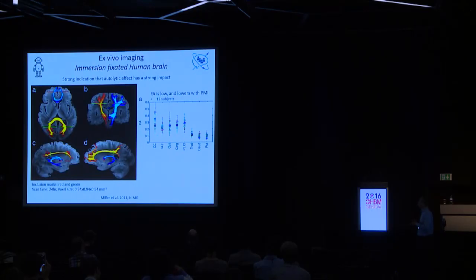different FA values that are dependent on the post-mortem time, so the time after death. For example, in corpus callosum, from 12 subjects we have a large variation in FA values, much larger than what you would expect in vivo. This indicates that this tissue actually is not the same shape or does not look like what we would expect in vivo.